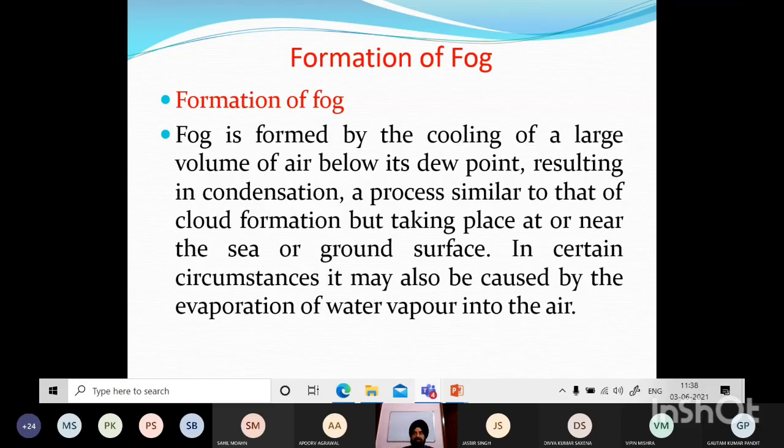And there are certain areas over this planet where you have permanent fog, or where the conditions are such that you will experience a thick fog.